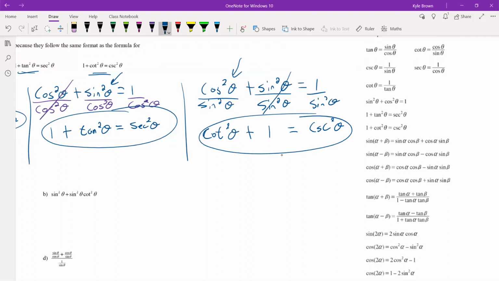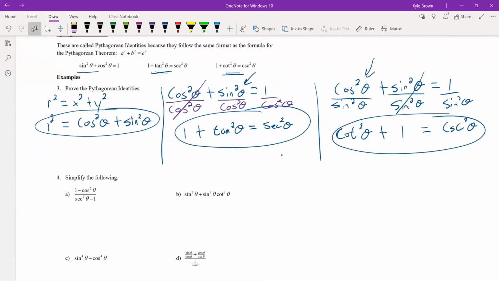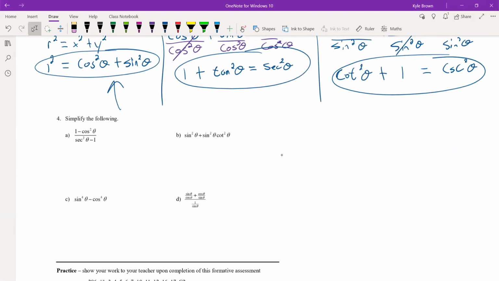There, we proved it. All three. They all come really just from the fact that you're making a right angle triangle, right? They all come from this idea, a squared plus b squared is equal to c squared. All right, so now using those, we can use them to simplify things like this.